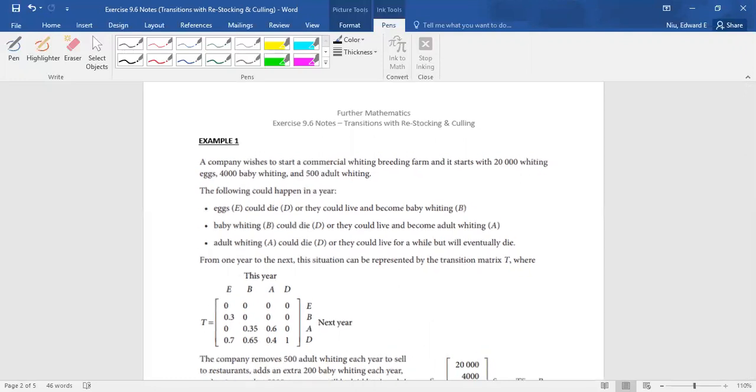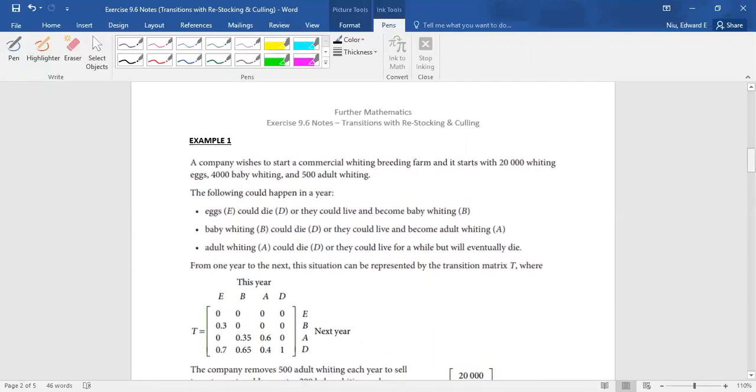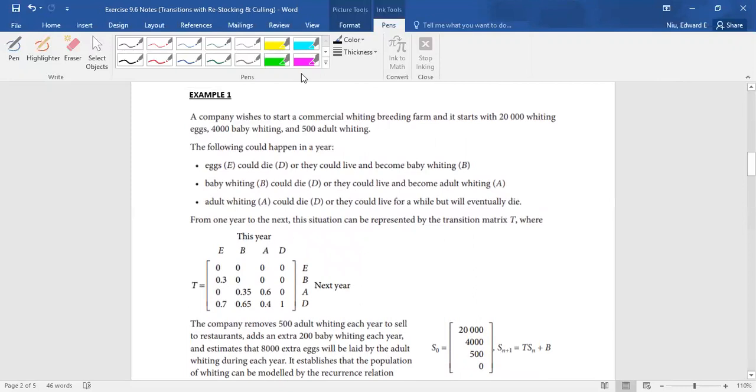But what we need to do again is, with these really long-winded questions, you've got to highlight the keywords or key details. In yellow, we're going to start with the first paragraph. A company wishes to start a commercial whiting breeding farm. So whitings, I just Googled, are fishes. And it starts with 20,000 whiting eggs, 4,000 baby whiting, and 500 adult whiting.